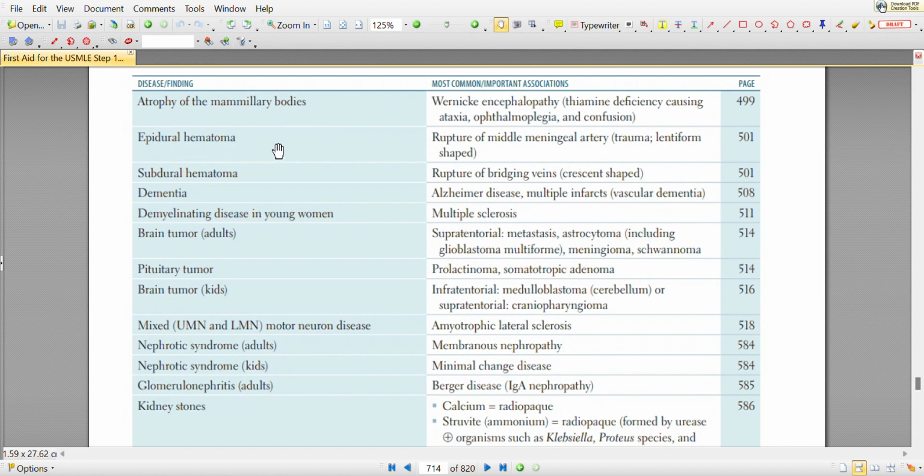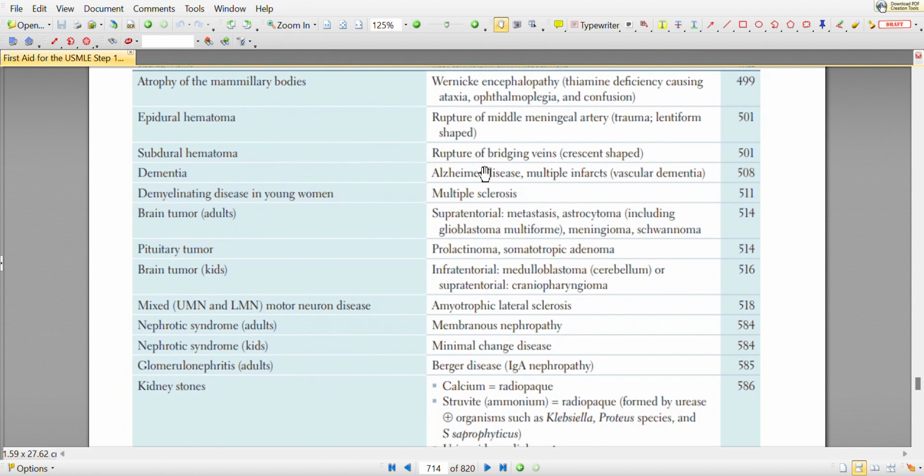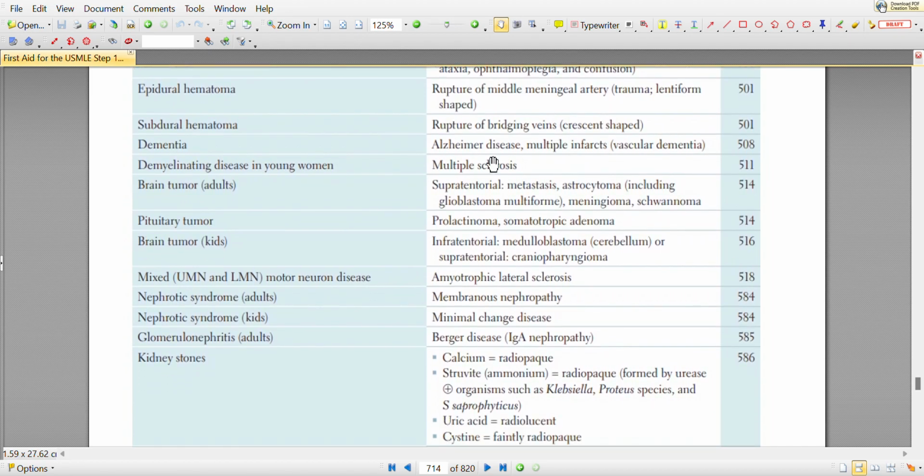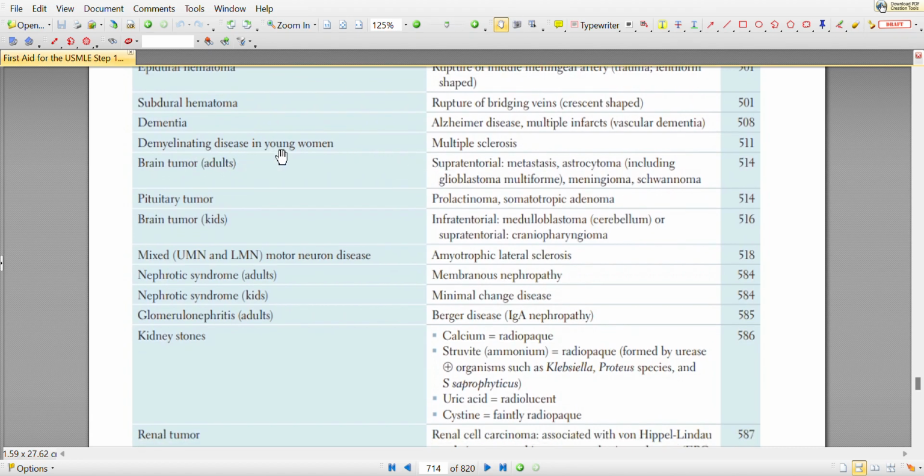Epidural hematoma is commonly associated with rupture of the middle meningeal artery because of trauma, lentiform shaped. For subdural hematoma, rupture of bridging veins, that is crescent shaped. Dementia is commonly associated with Alzheimer's disease, multiple infarcts, vascular dementia. Demyelinating disease in young women is commonly associated with multiple sclerosis.